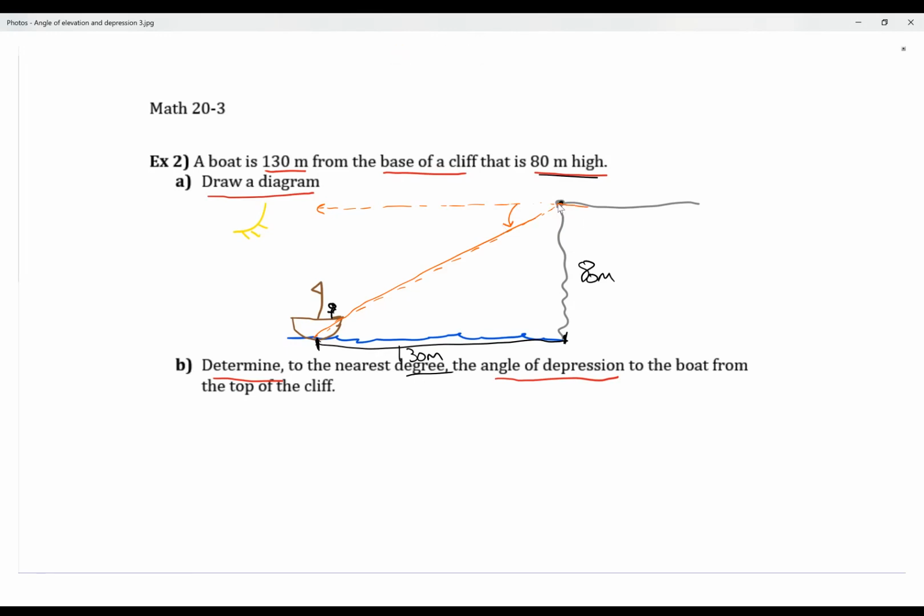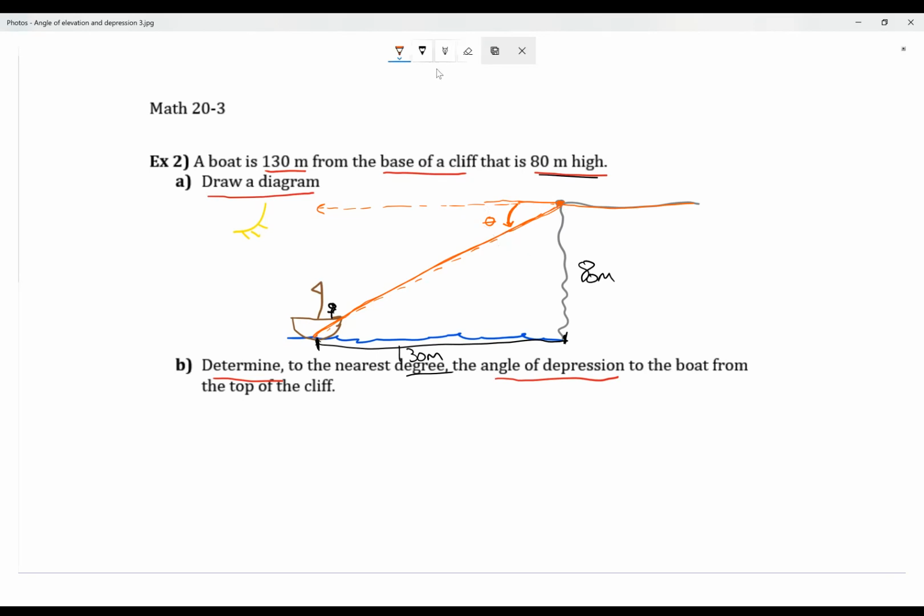So if I'm starting at the top of the cliff, the horizontal line goes out like this, and then the angle goes down and it meets this line, our line of sight to the boat. So the angle I'm looking for is actually there. It's on the outside of this line. Now that's a concept that you have to get used to. So when it says looking for the angle of depression, make sure that you go from the horizontal of the point you're looking from and then down. All right, so it's looking for that angle.